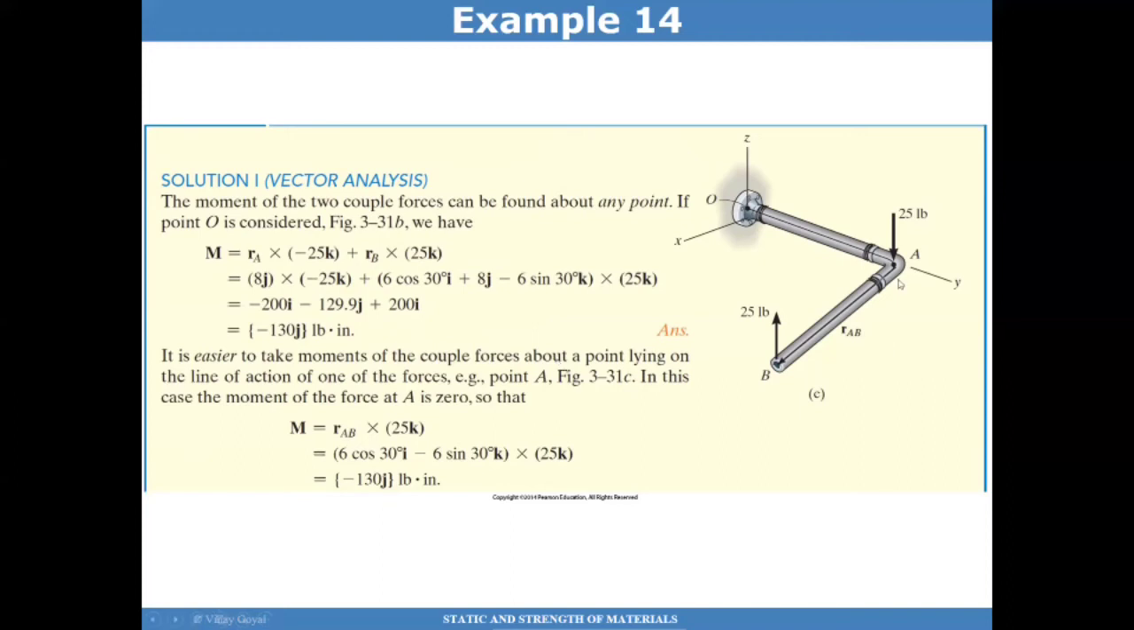So all I have to do is calculate R from this point to that point, and then just simply take the cross product of R against 25. And so when I do that, I get the same answer of minus 130 j hat. So very simple calculations can be performed.